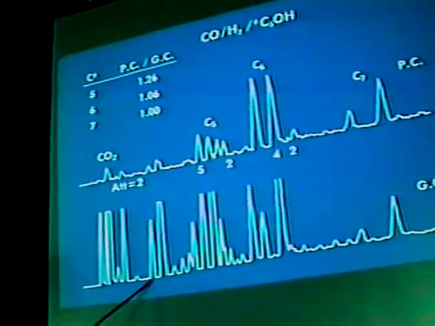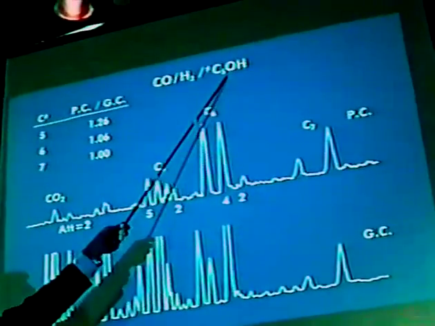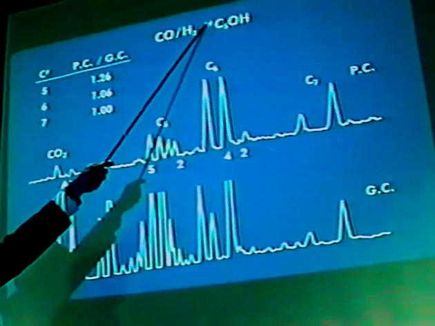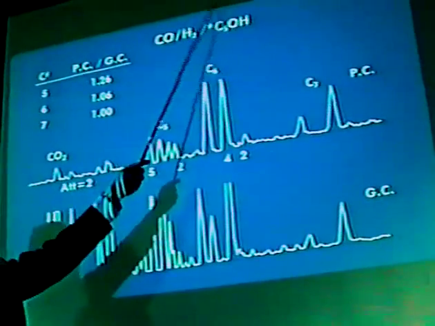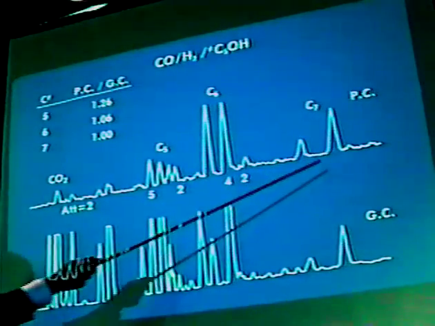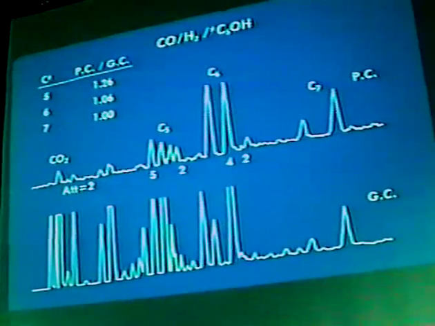Okay, here are the spectra we got. This reaction is CO hydrogenation with the C5 labeled alcohol, a radioactive compound labeled in the alpha position. The top one is the proportional counter spectra, and the bottom one is the gas chromatography (GC) spectra.